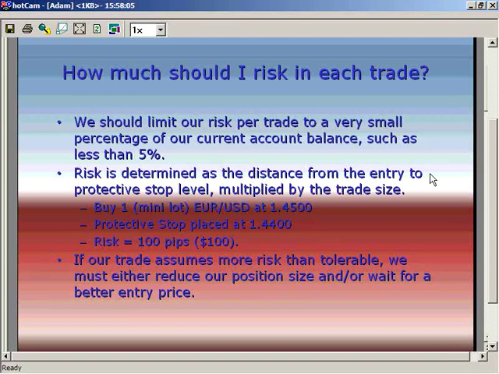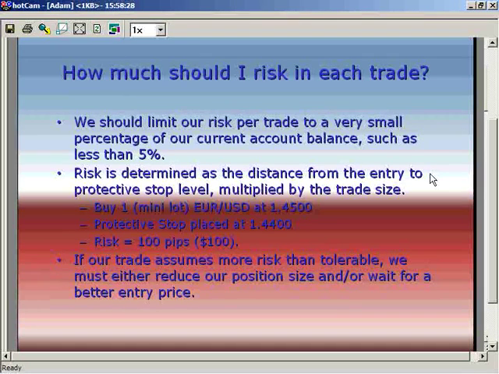If we open up a $10,000 account, well, 5% of that is $500. I do not want to lose more than $500 on each individual trade, given our current account balance, or equity, is $10,000. Now the risk, how do we measure risk? It's determined as the distance from the entry to the protective stop order multiplied by the trade size.